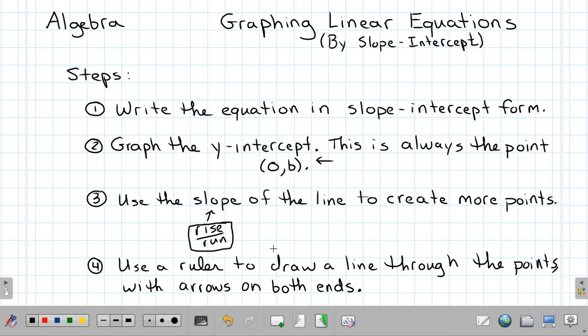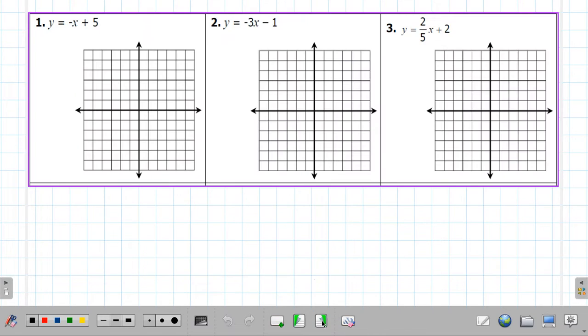And then that's all you've got to do: draw a straight line through the points, and do put arrows on both ends, because one thing we need to realize is these lines actually go on forever and ever, in both directions. So just because there's limited space on the graph that you're going to be doing doesn't mean that the line actually stops there. So let's jump right into it, and we will look at number 1.